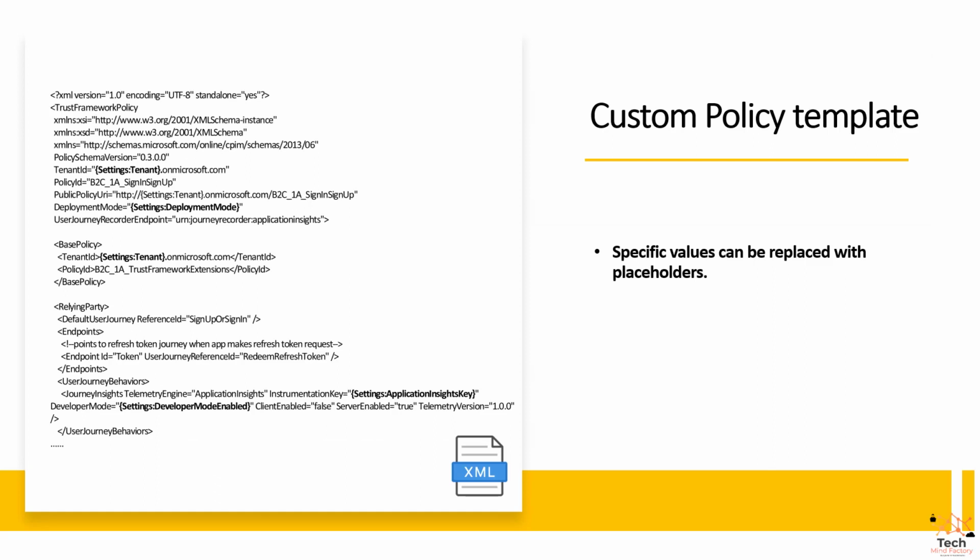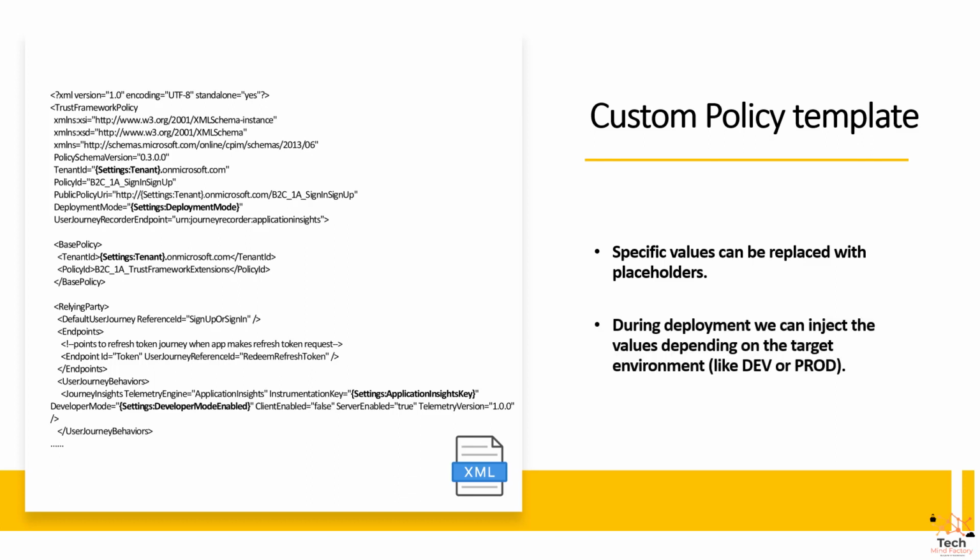Specific values can be replaced with placeholders. So as you can see, for instance, for the tenant ID, I have this placeholder settings tenant, or settings deployment mode, or settings developer mode enabled, or settings Application Insights key. So during deployment, I can replace those placeholders with specific values, obviously for specific Azure AD B2C tenant environments. During deployment, we can inject those values. This is what I mentioned.